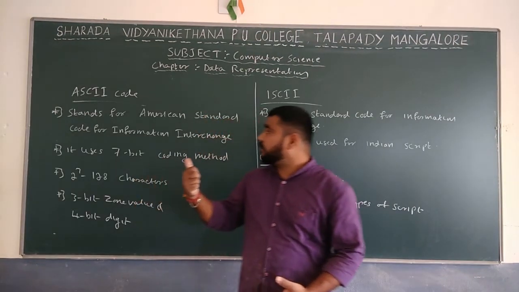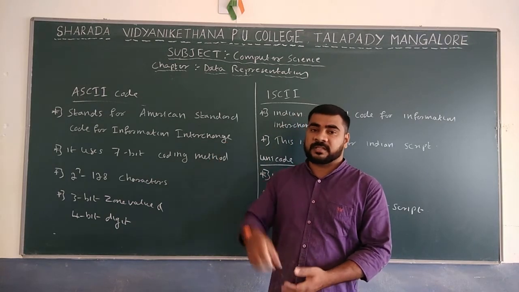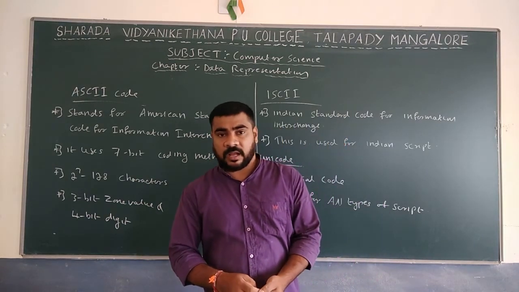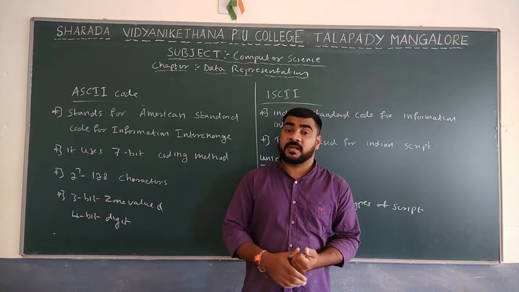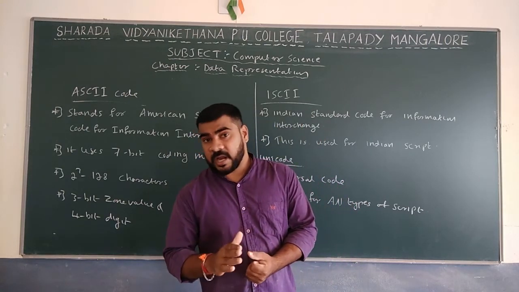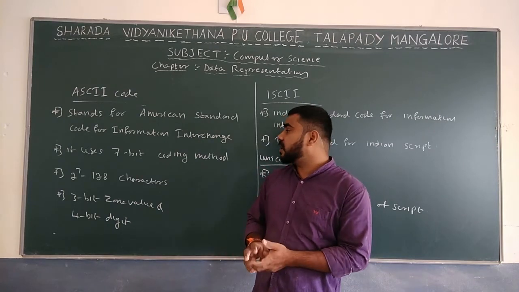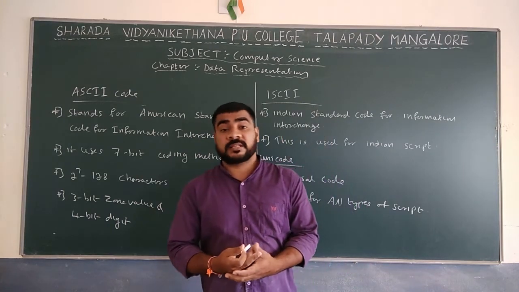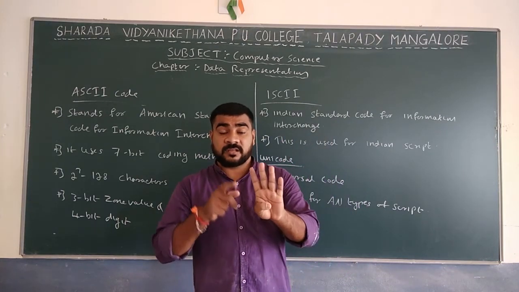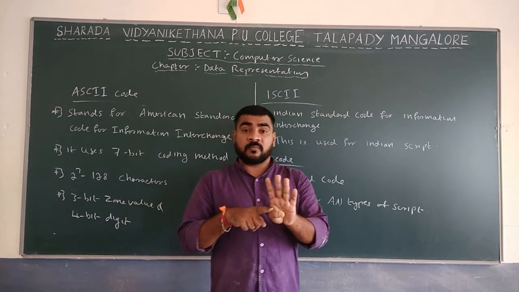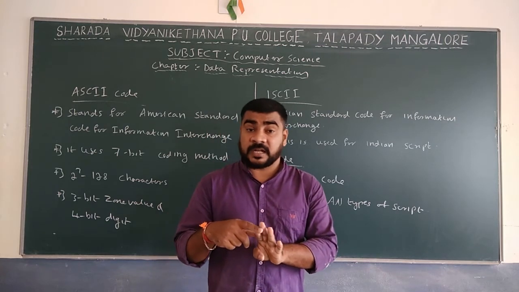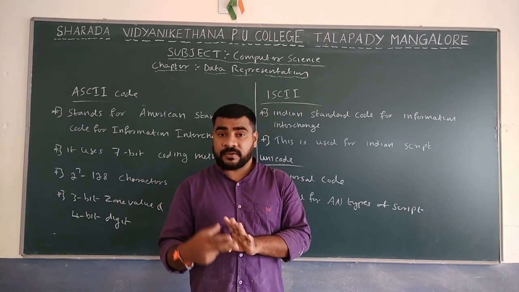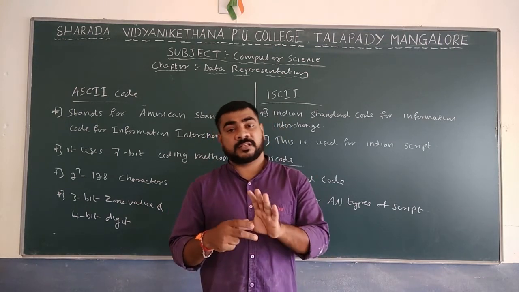Here is the last type of coding method, that is mainly ASCII code. ASCII means American Standard Code for Information Interchange, and mainly it uses 7-bit coding. BCD uses 4-bit coding, then one more type of BCD uses 6-bit coding. If you go for XS3, that also uses 4-bit coding. And extended BCD uses 8-bit coding.